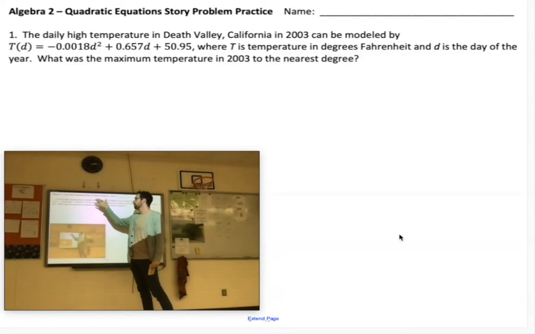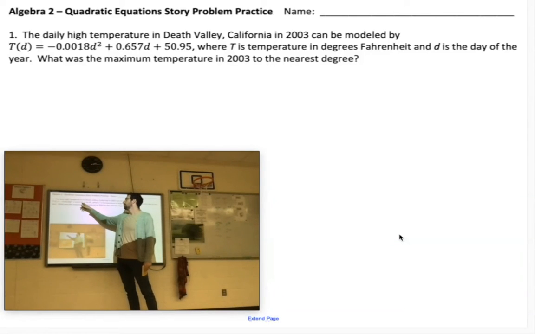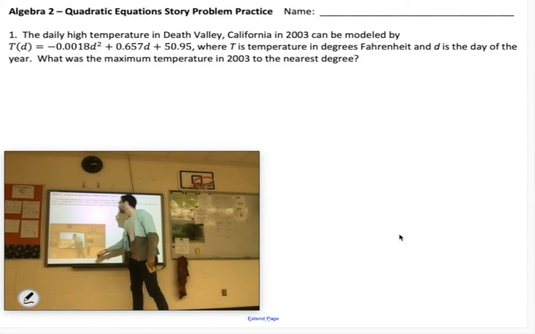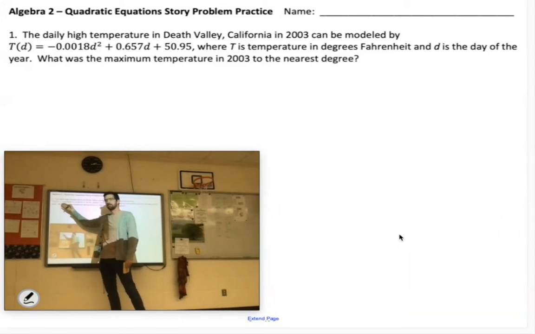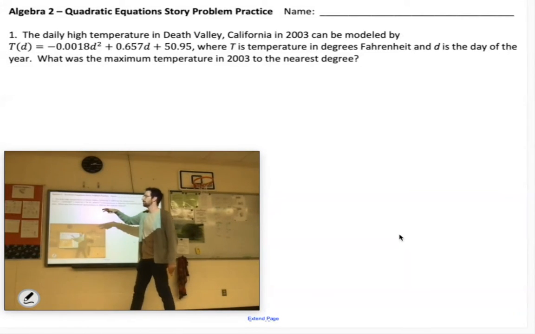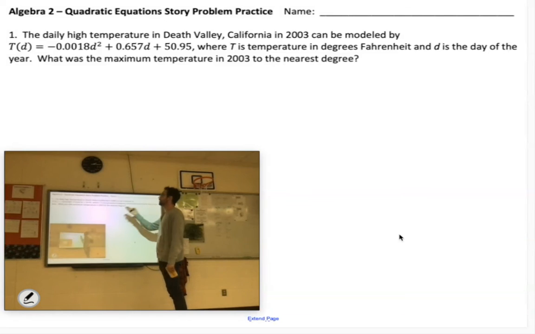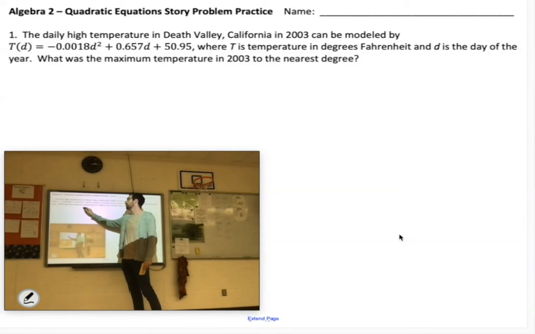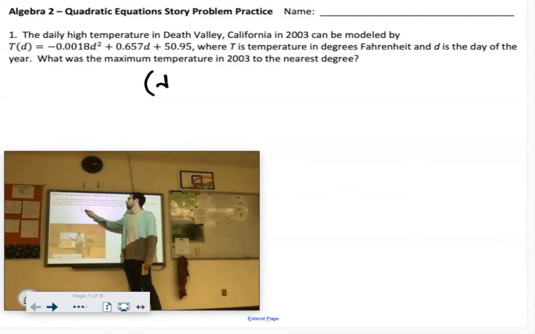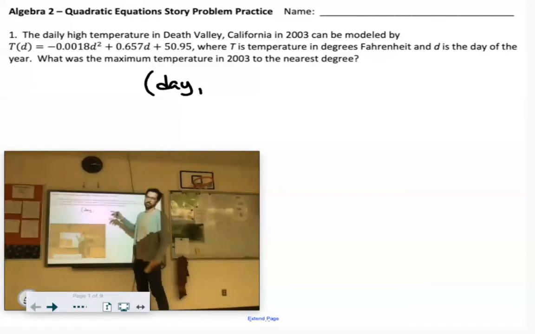So remember, whatever your input is, if we're thinking of it like a coordinate, our input here, which in this case is d, is like our x coordinate. And the T of d would be like our y coordinate. So it's like it says y equals this stuff with x's, where T is the temperature in degrees and D is the day of the year. So again, D is our input. If we're to look for a coordinate, the x coordinate would be the day, and the y coordinate is the temperature on that day.